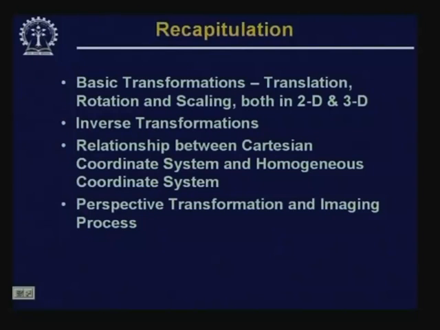Then, after that, we went for the conversion from the Cartesian coordinate system to the homogeneous coordinate system. And we have seen the use of the homogeneous coordinate system in perspective transformation, which we have said is an approximation of the imaging process. So, when a camera takes the image of a point in a three dimensional world, this imaging transformation can be approximated by the perspective transformation that we have discussed in the last class.